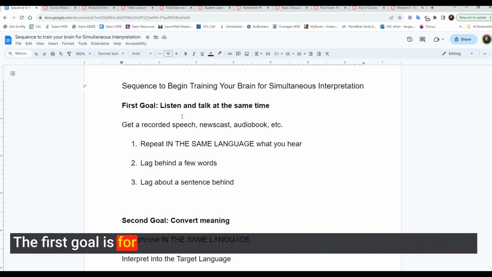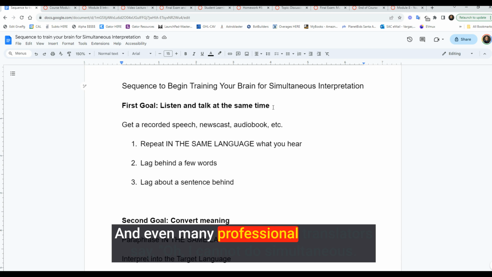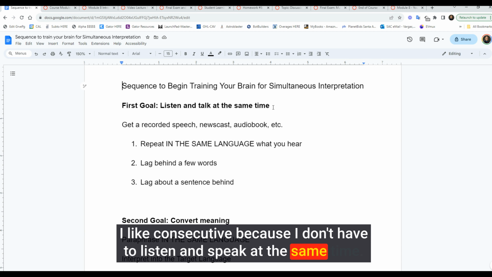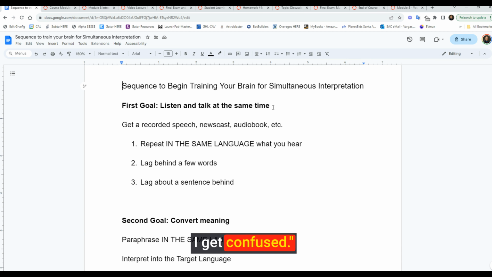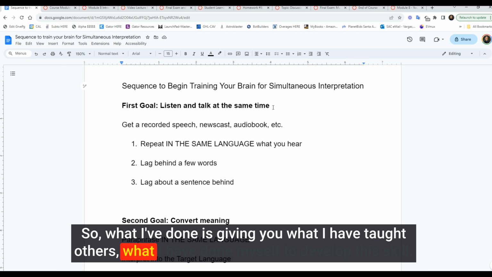The first goal is for you to be able to listen and speak at the same time. This is not natural. And even many professional translators say, oh, I cannot do simultaneous. I like consecutive because I don't have to listen and speak at the same time. It's too difficult. I get confused, right? Understandable. So what I've done is giving you what I have taught others, what I have done myself to develop this skill.